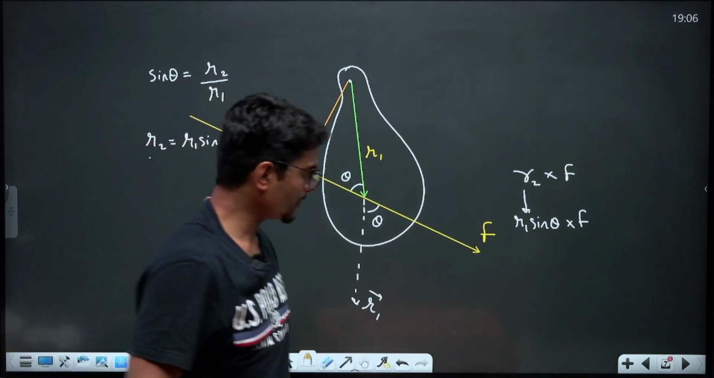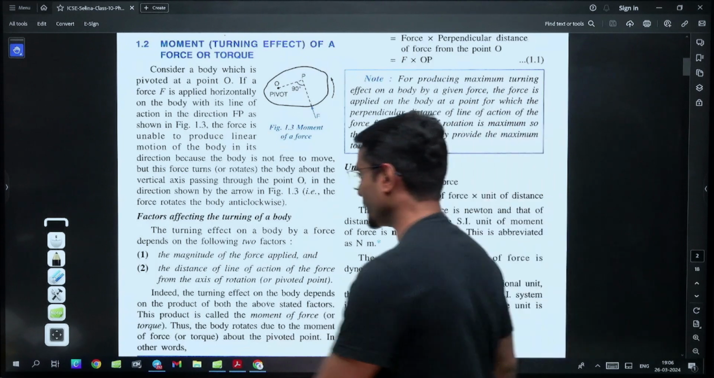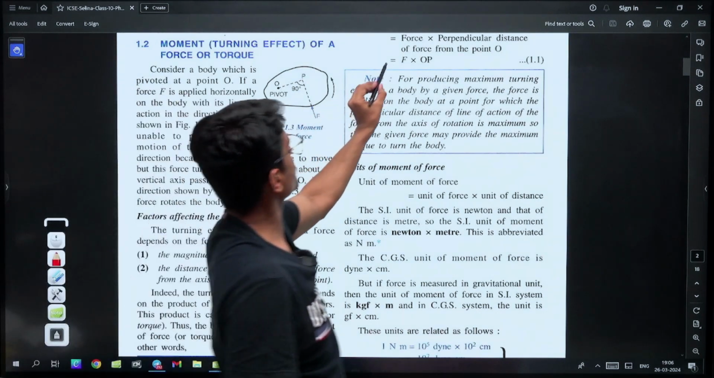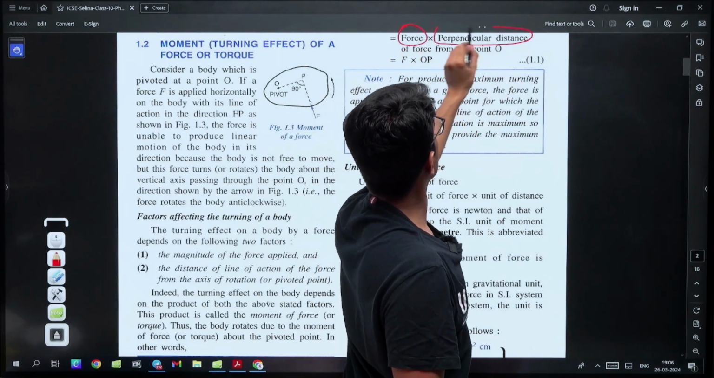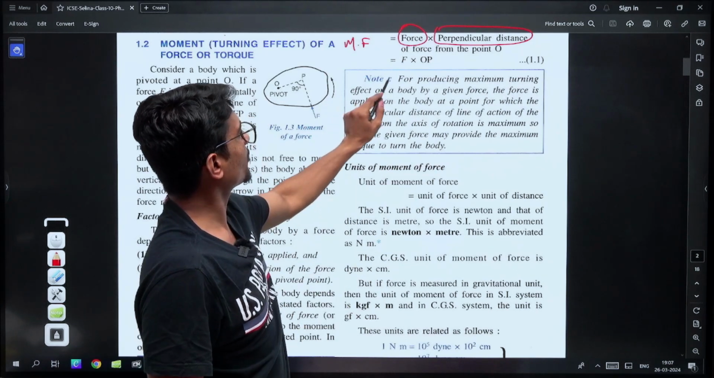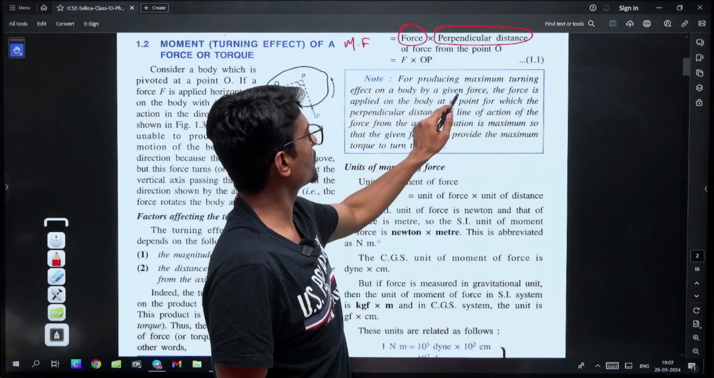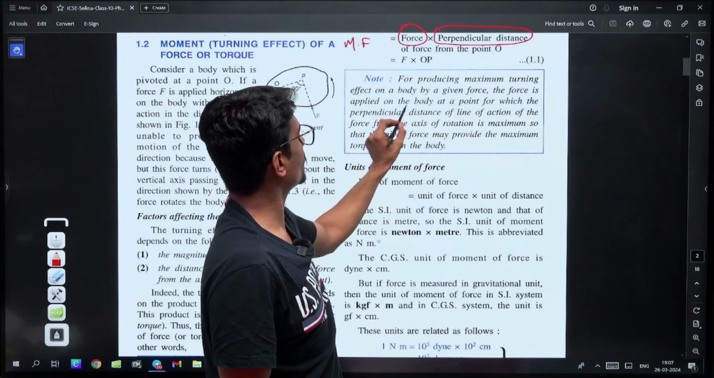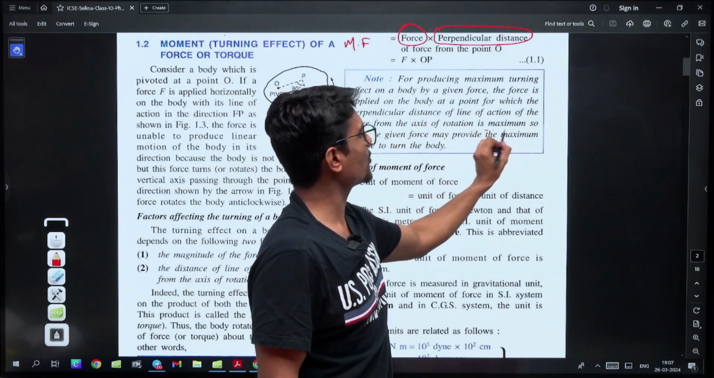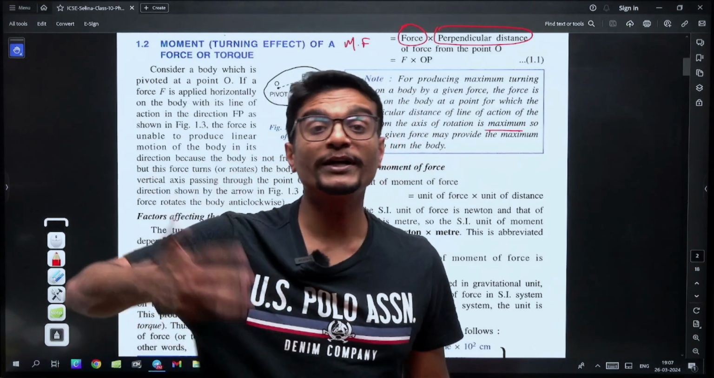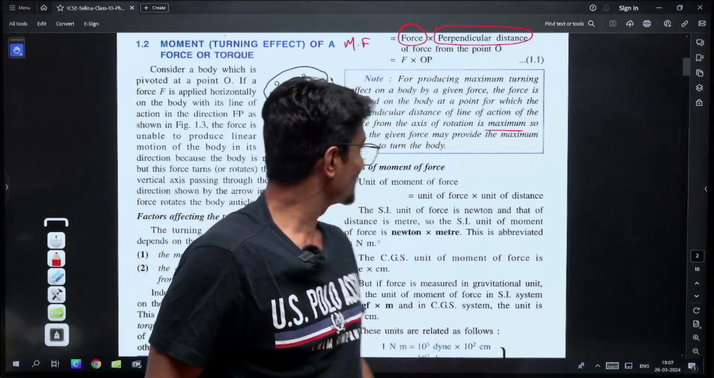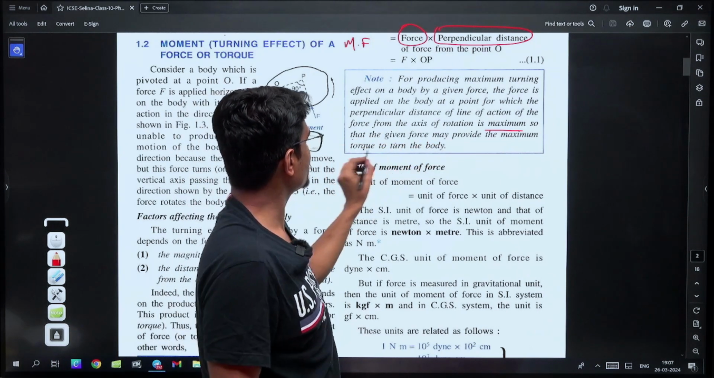You getting the concept? So let us see what is there in your text. Okay, so in your text you can see the force and the perpendicular distance. The product gives the moment of force. Note, for producing maximum turning effect on the body by the given force, the force is applied on the body at the point for which the perpendicular distance of the line of action of the force from the axis of rotation is maximum. Common sense. If the distance is more, you get the more turning effect. What do you think? So that the given force may provide the maximum torque to turn the body.